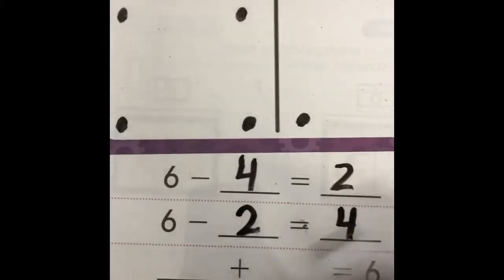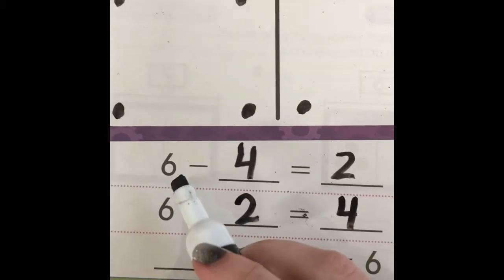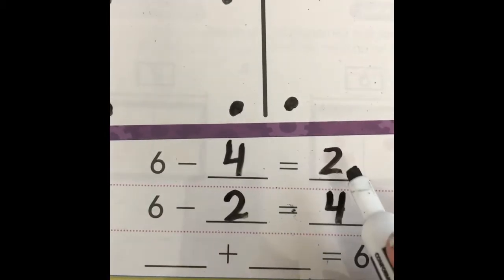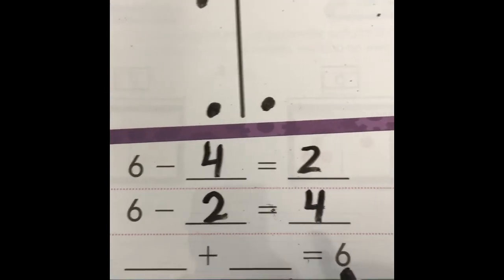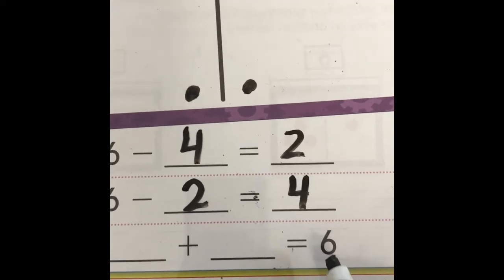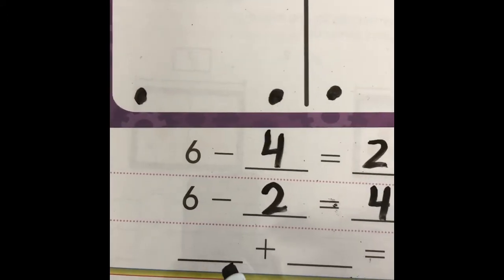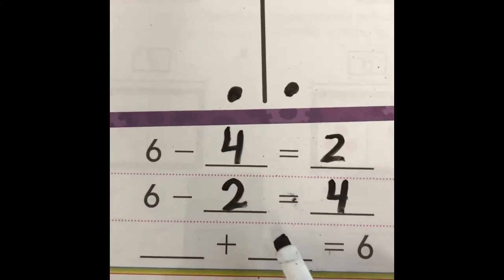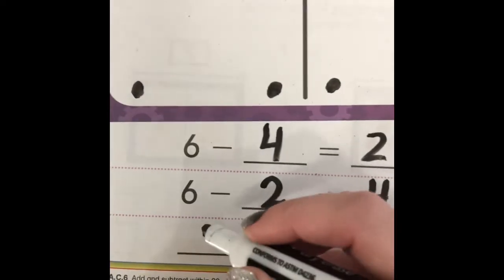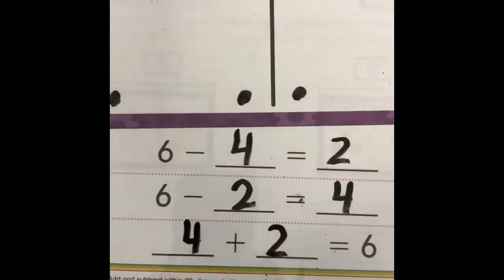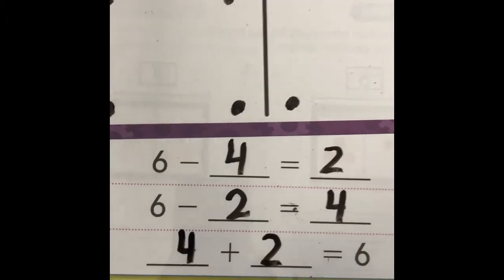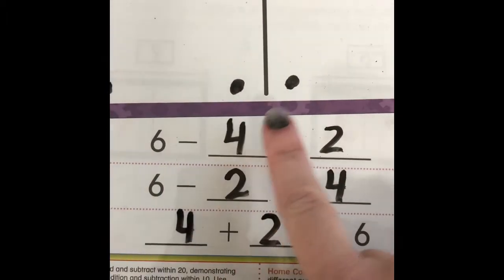Okay, so in this sentence, we have a 6, 4, and 2. Well, the addition sentence is the same, except now the whole number is at the end and the parts come here. You could put 2 and 4, or you could put 4 and 2. I'm going to put 4 and 2, or you could put 2 and 4. Okay, so in this fact family, we have 6, 4, and 2.